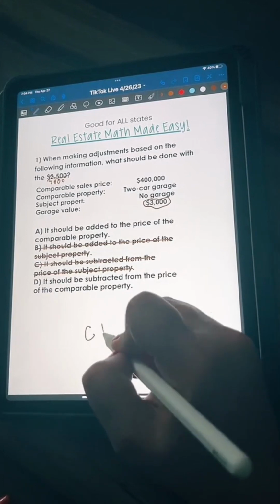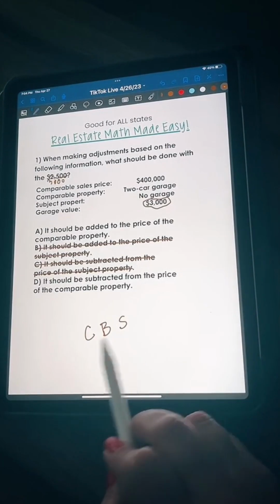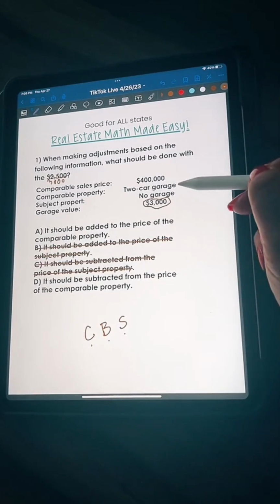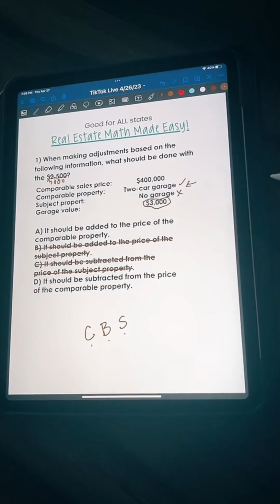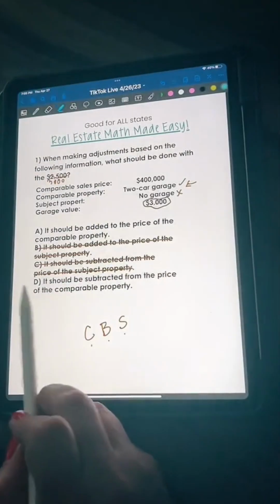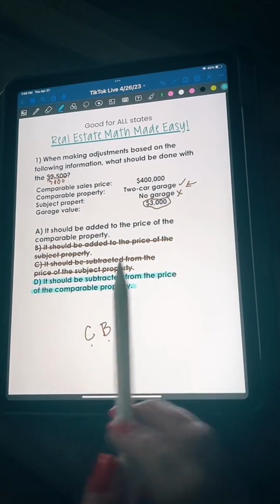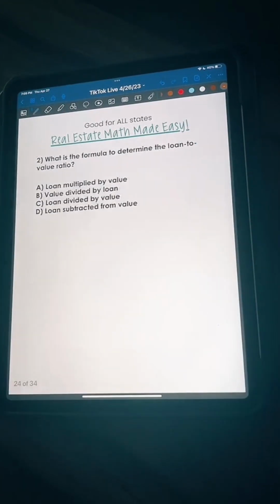When the comparable is better, you subtract. Okay? So always remember that, CBS. Comparable, better, subtract. So if the comparable is better, which it does, it has a two-car garage versus no garage. So the comparable is a better buy, right, than the subject one. So we're definitely going to subtract the $3,000 from the price of the comparable. Okay? So when the comparable is better, you subtract the amount. All right, let's go to the next question.